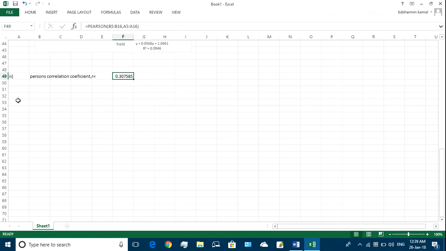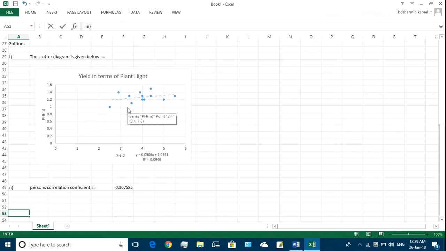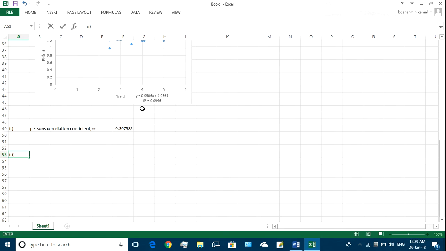Okay, let's solve question 3. Calculate the coefficient of determination and comment. Oh, we have solved it earlier, right? Look at that. Here R squared equals, we got 0.0946.